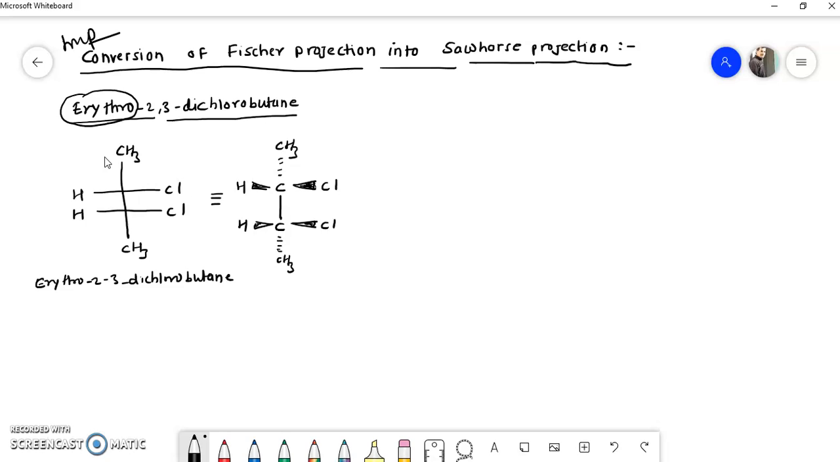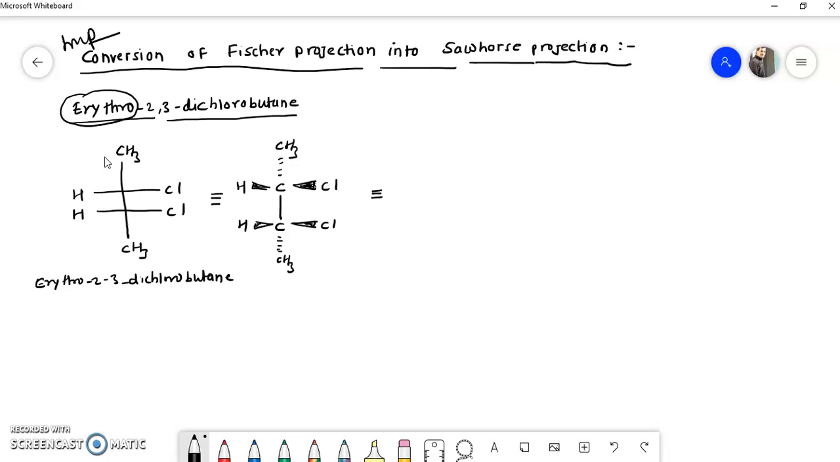So actually this is the Fischer representation, and we have seen that the Fischer projection formula can be drawn for a molecule and it always represents the eclipsed form of the molecule. Now from this Fischer projection formula we have to draw its Sawhorse projection formula. While drawing the Sawhorse projection formula, which thing do we have to consider?